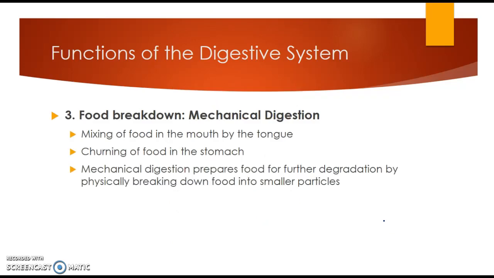Then we have food breakdown, and we're going to talk about mechanical digestion first. This is the mixing of the food in the mouth by the tongue, the churning of the food in the stomach. Basically, this is physically breaking it down. So when you're chewing or mixing food with your tongue, you are literally mechanically breaking it down. So chewing, using your tongue, and using the muscles in the stomach to churn the food are all really good examples of mechanical digestion, or physically breaking it down into smaller particles.